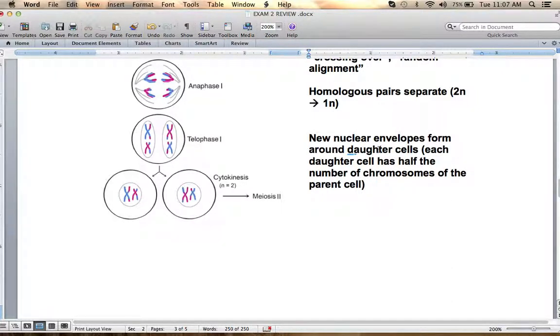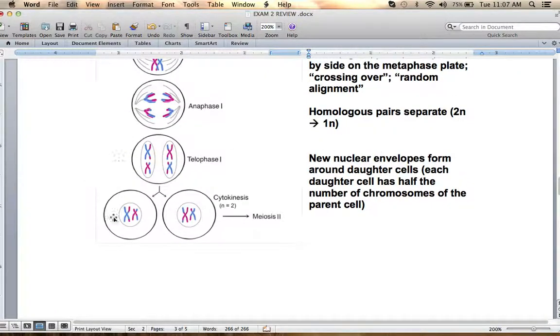All right, so in meiosis 1, the 2 daughter cells that you end up with each have half the number of chromosomes of the parent cell. They've got 2 different chromosomes. But realize that these chromosomes are still made up of 2 sister chromatids that are paired together. So you've still got 4 chromatids in each of these cells, but only 2 different chromosomes.